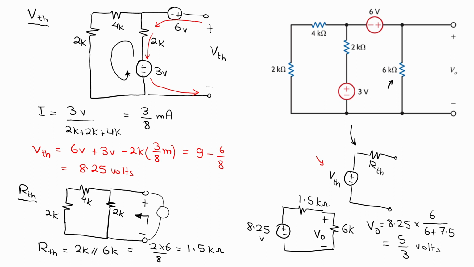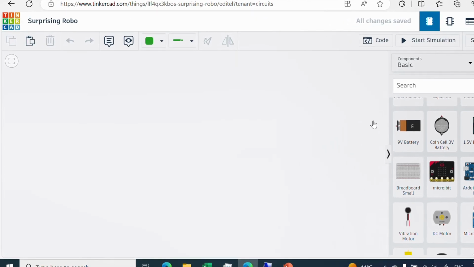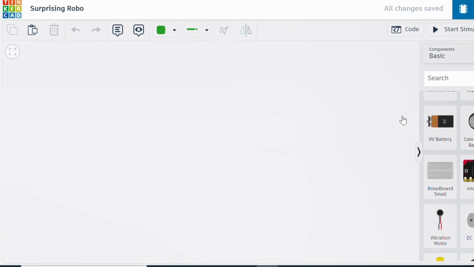Now I'm going to show you how you can apply these steps using the lab components. For this purpose, we are going to use TinkerCad software. Now we will see how we can connect this circuit in the lab and verify Thevenin's theorem in the lab.